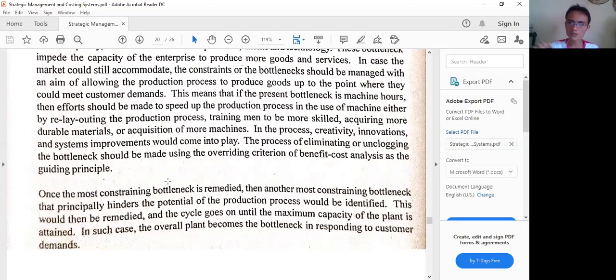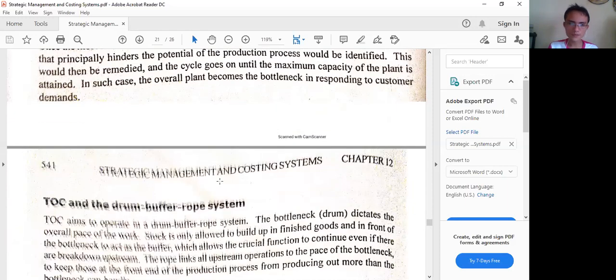So we are going to find ways to solve the problem, and then the cycle goes on. It continues, as I mentioned a while ago, until the maximum capacity of the plant is attained, or until such point. If ever we are able to solve the problem so that the overall plant becomes the bottleneck in responding to customer demands, that's also one thing we have to take note of about this concept. All right. So that's the introduction about theory of constraints.